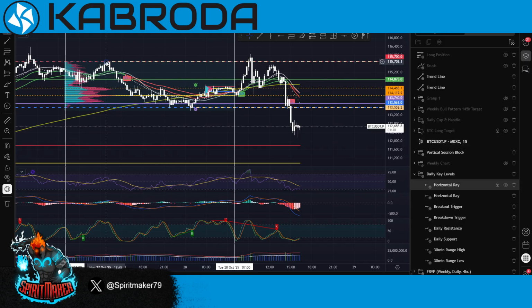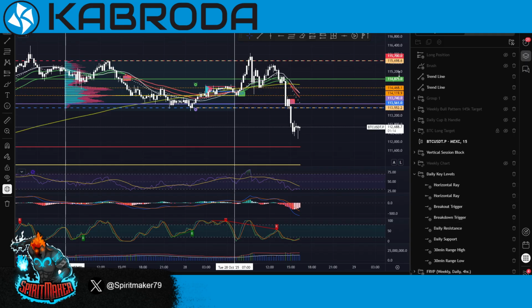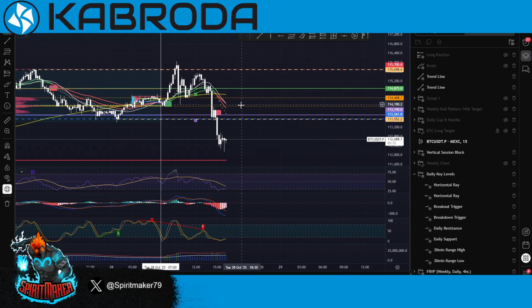So we're in this range, and we are asking the market to either take out the high range or the low range, or it could just stay inside here. But anyways, we laid that out. We got the 30-minute candle on here. We got our breakout areas, and then the bigger support and resistance for the daily.